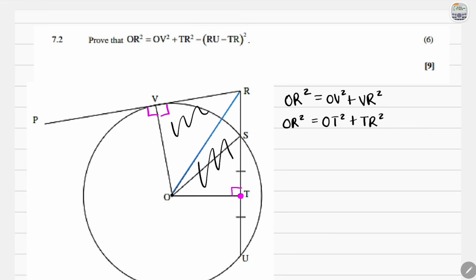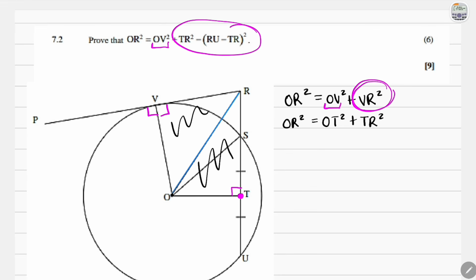So do you see how with this, right? Let's say we went with this one. You've got OV squared plus VR squared. Look at OV squared over here. So what that would mean is they said OV squared and then VR squared is somehow equal to everything here. And then you're just going to have to find out why it's equal to that and then show them that.